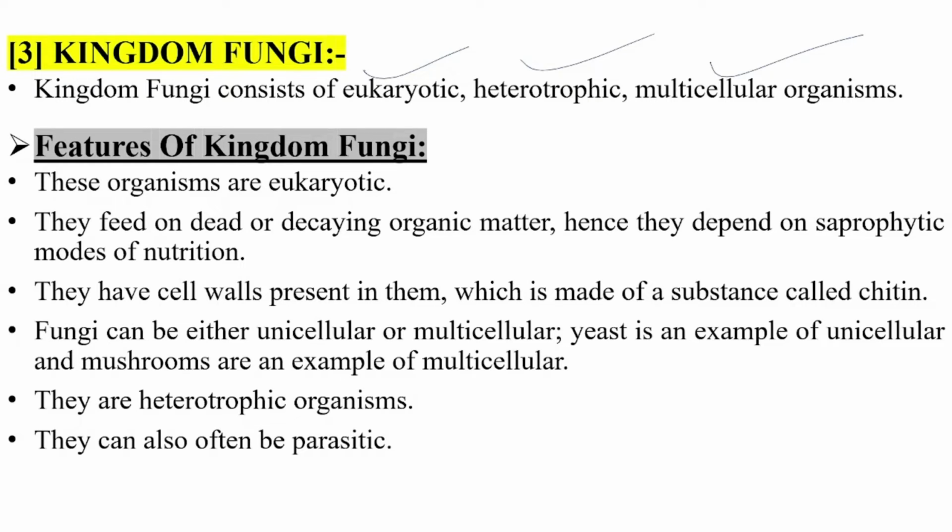So let's go through the features of kingdom fungi. These organisms are eukaryotic. They feed on dead or decaying organic materials, so they depend on a saprophytic mode of nutrition. They have cell walls made up of chitin. Fungi can be either unicellular or multicellular. Yeast is an example of unicellular, and mushrooms are an example of multicellular. They are heterotrophic organisms and can also often be parasitic.